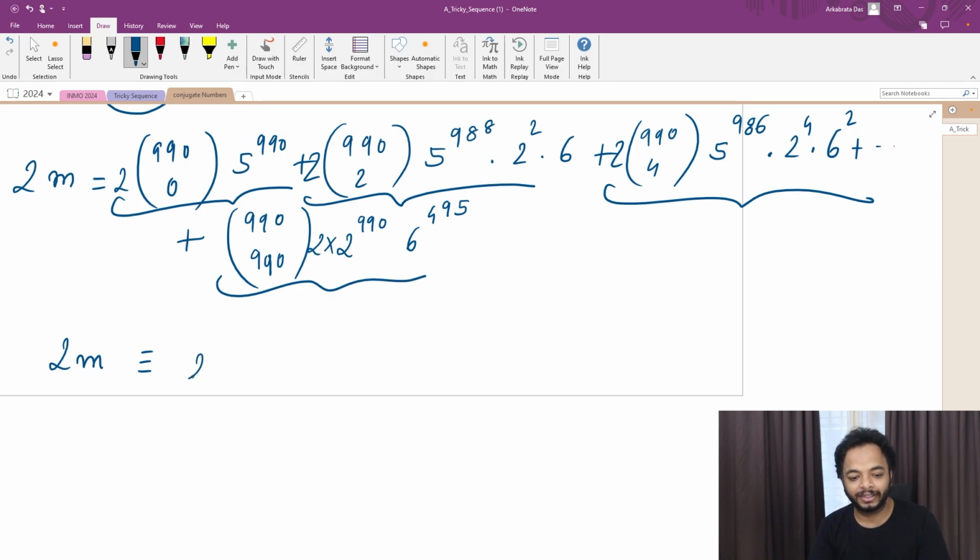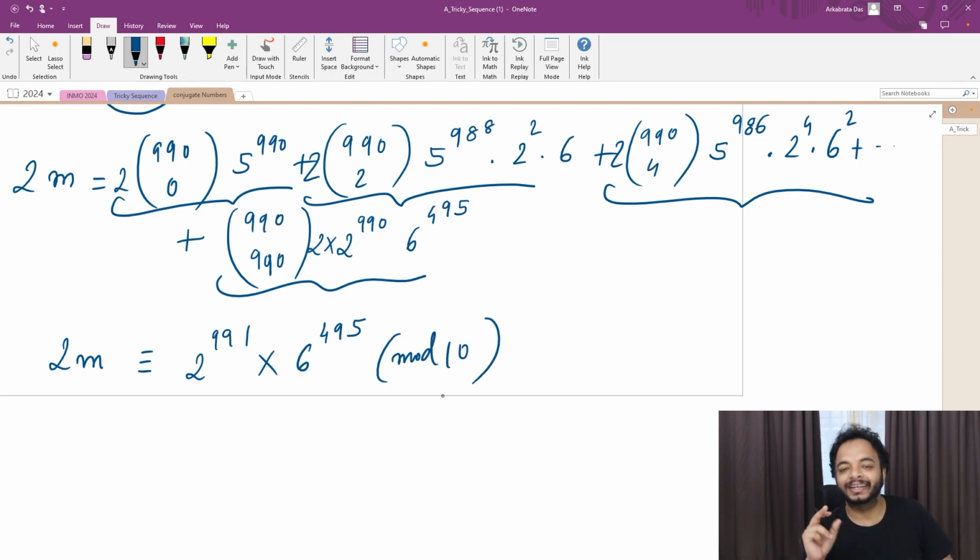So that means this will be congruent to 2 to the power 991 times 6 to the power 495 under modulo 10. Now this is very interesting: any power of 6, if you divide it by 10, the remainder, which is the last digit, is also 6, because for any power of 6, its last digit is always 6. So then 2m is congruent to 6 times 2 to the power 991. Now the powers of 2 repeat in a cycle of 4: 2 4 8 6, and then again 2 4 8 6, 2 4 8 6.